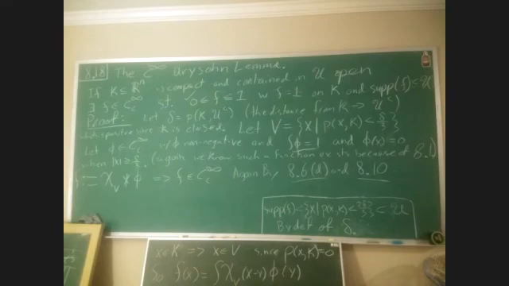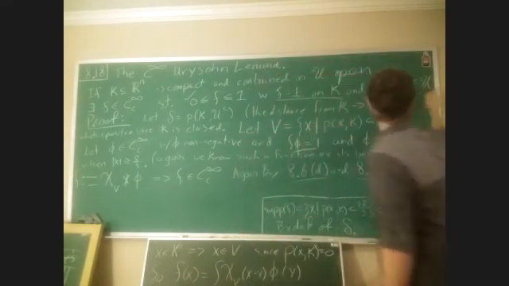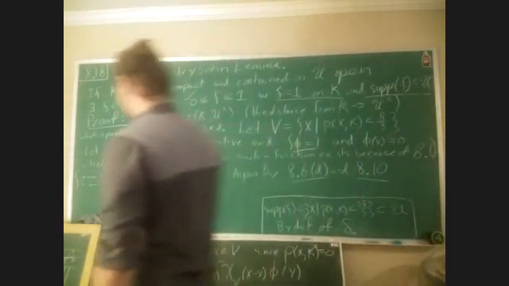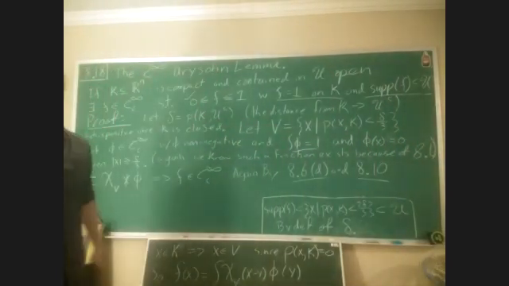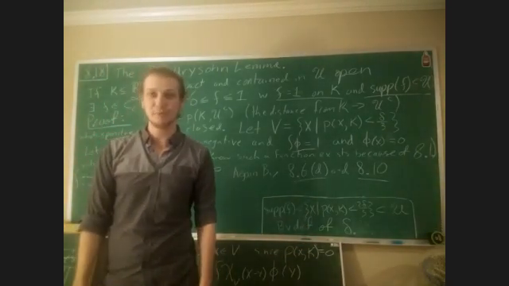So from this, we get all three conditions. We have f of x equals 1 on K, and that the support of f is a subset of U. This completes the proof and completes this presentation series on convolution.